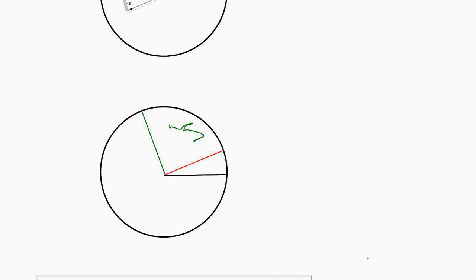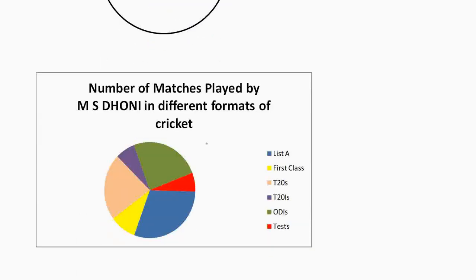Next we will place the protractor over here on this green line, and similarly we will draw the whole pie diagram. Once we finish, it will look something like this. Here you can see that the red color represents test, the green color represents ODI, the purple color represents T20 internationals, this skin color represents T20s, yellow represents first class, and blue represents list A's. Like this, we can represent the number of matches played by MS Dhoni in different formats of cricket in the form of a pie diagram.